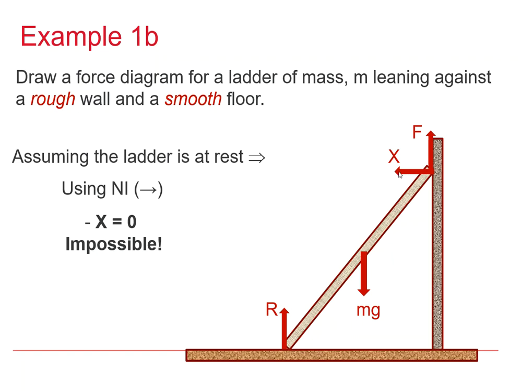Now the problem is, if we look at this, there's only one horizontal force acting, this X. So in order for this situation to arise, X would have to be 0, which is basically not possible. In other words, it's not possible to lean a ladder against a rough wall on a smooth floor. It will always slip, and so it will always end up landing on the floor.